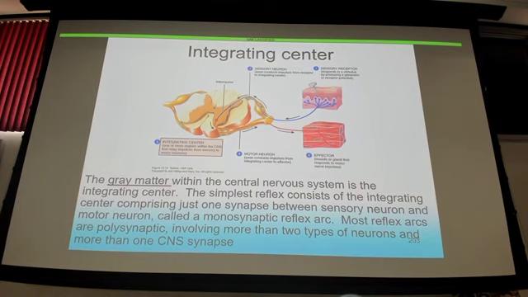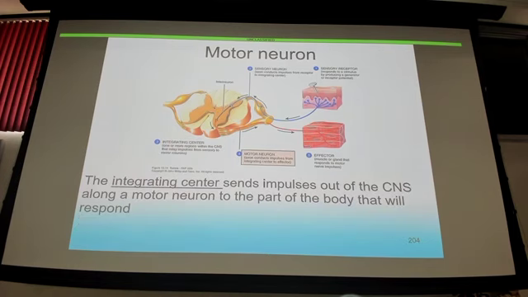So I'll draw on here. If it was a monosynaptic reflex, this sensory neuron that's coming in would come all the way over here and synapse directly. In other words, there would be no interneuron. But we don't generally see that. Almost all of them are polysynaptic. I'll show you one here in a second that is monosynaptic, and that's about the only one we worry about.